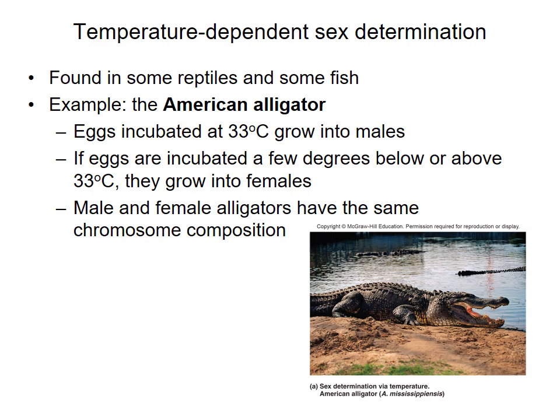So the example that we stuck with is for the American alligator. And studies have shown that if the eggs are incubated at around 33 degrees Celsius, they're going to grow into males. If we start varying, either if we go above or below that 33 degrees Celsius, we see that they will go ahead and grow into females. They have all the same chromosome composition, so it's not a difference in diploid versus haploid. It is all about the variation in gene expression that will determine the male versus the female sex.